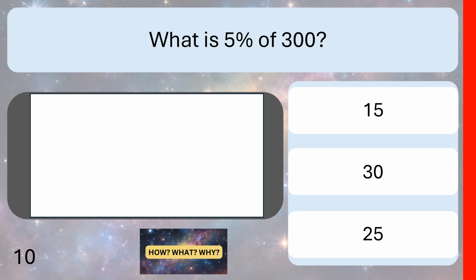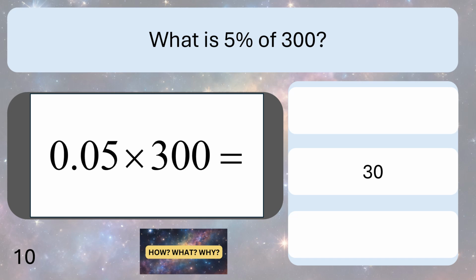What is 5% of 300? Is the answer 15, 30, or 25? The answer here is 30, and the way that we solve this is we turn the 5% into a decimal, and 5% in decimals is 0.05, and multiply it by 300. And if we do that, our answer is 30.